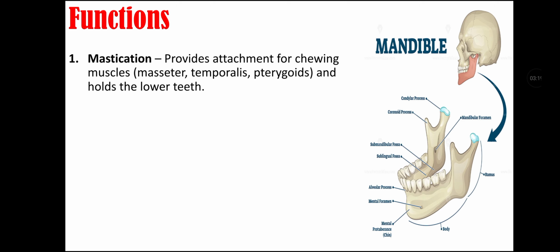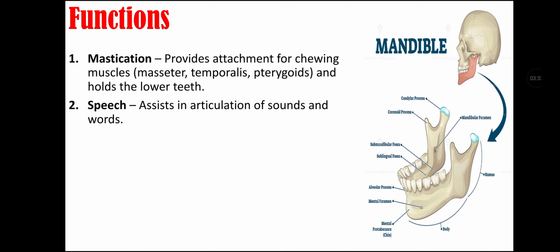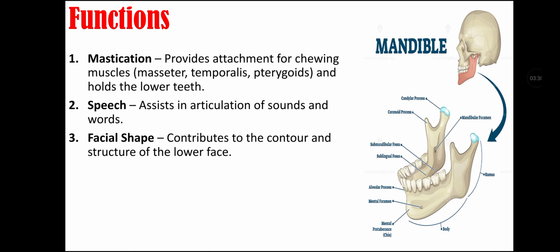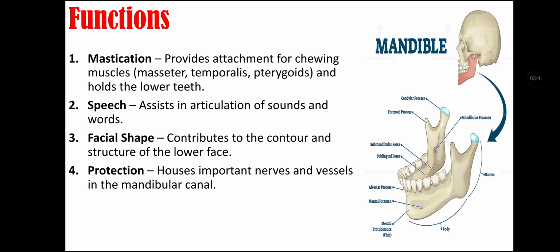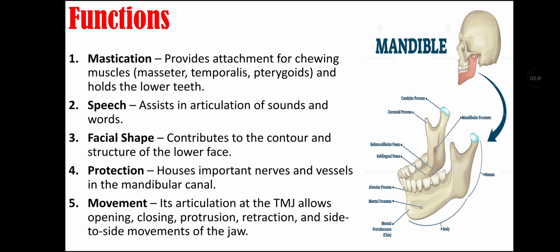Functions of mandible. First function is mastication, as this bone provides attachment for chewing muscles like masseter muscle, temporalis muscle, and pterygoid muscle, and it also holds the lower teeth. Second function is speech, as this bone assists in articulation of sound and words. Third function is facial shape, as this bone contributes to the contour and structure of the lower face. Fourth function is protection, as this bone houses important nerves and vessels in the mandibular canal. Fifth function is movement, as its articulation at the temporomandibular joint allows opening, closing, protrusion, retraction, and side-to-side movement of the jaw.